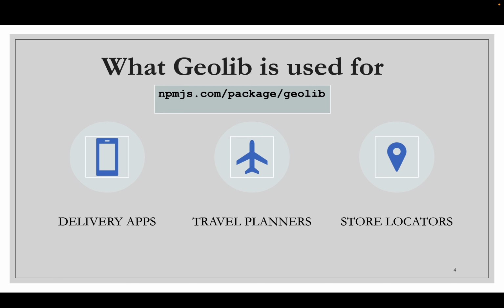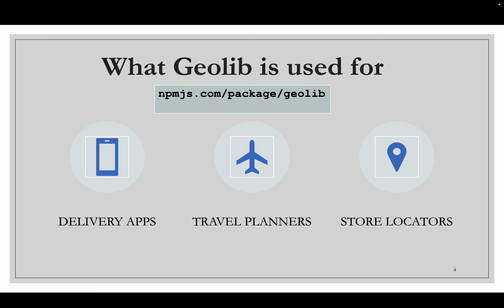Store locators. Almost every retail website has a Find a Store Near Me feature. When you type in your zip code, it needs to find which store locations are within a certain radius of you. GeoLib has functions specialized for this. You can check if a point is within a radius and find the nearest point from a list.